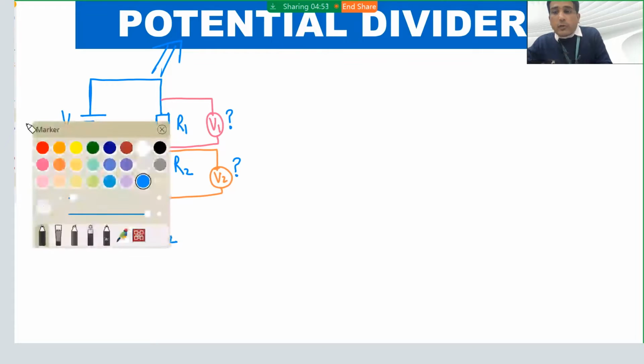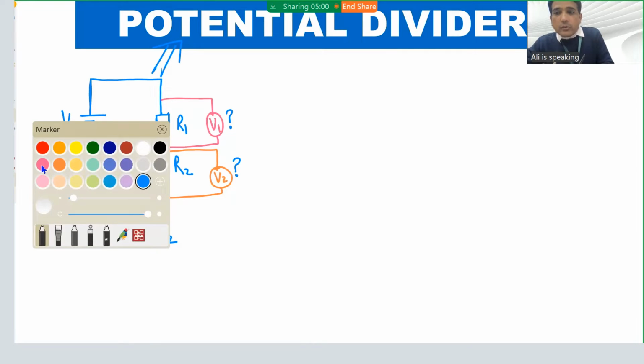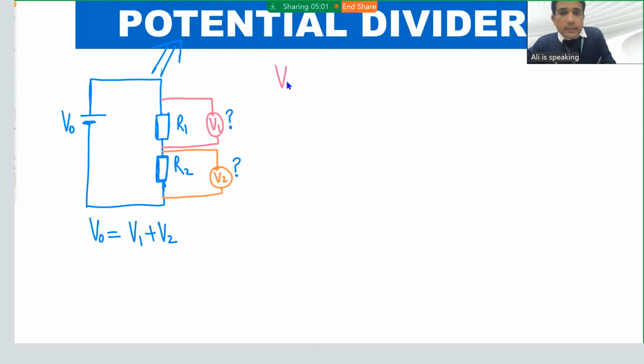Now first of all, let's try to find out what is V1. To find V1, we need to find out value of current. So if I have value of current, I can find out value of V1 because I have resistance of this resistor. So simply I will say V1 in this case will be equal to I times R1. Now the question is that how we can find value of I. To find value of I, we need to use Ohm's law. According to Ohm's law, V is equal to I times R.